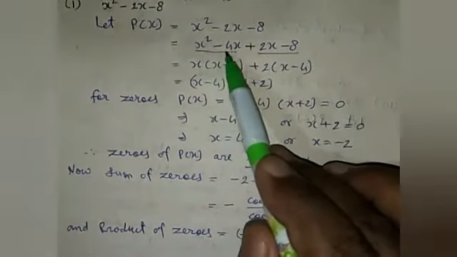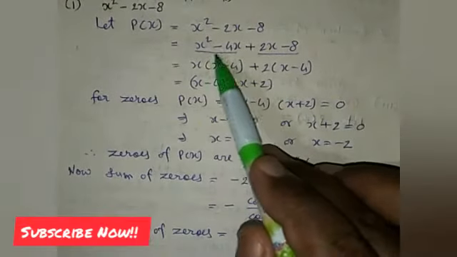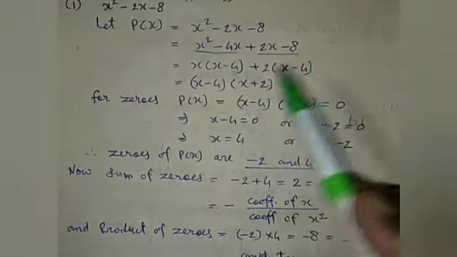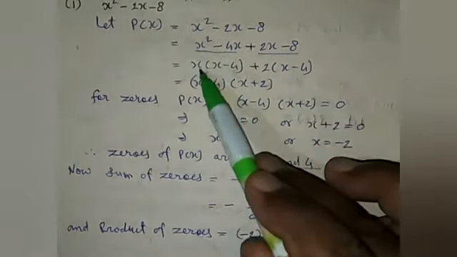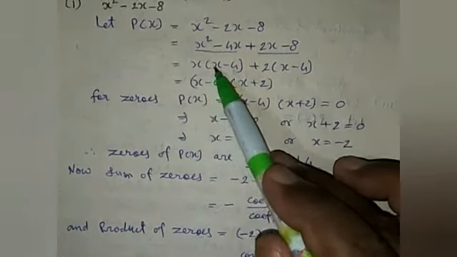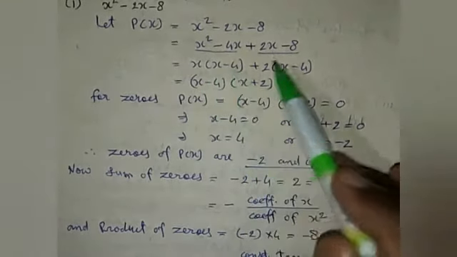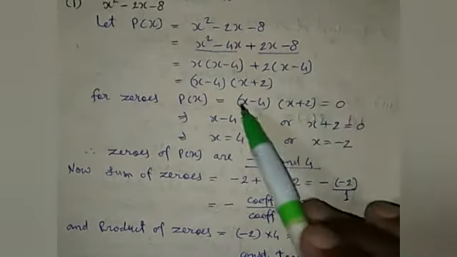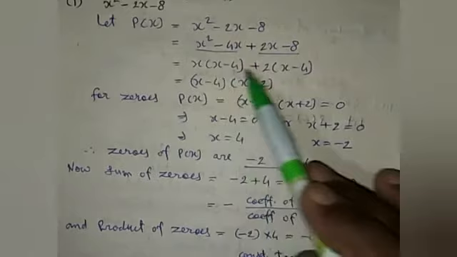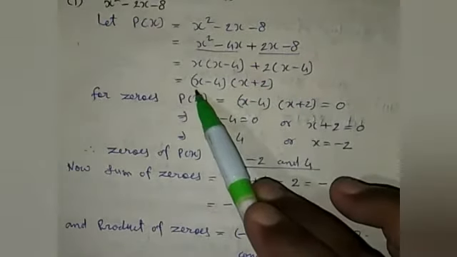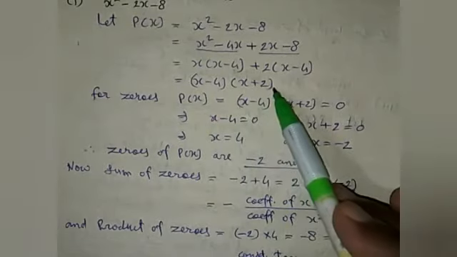Now group 2 terms in one group, so you have 2 groups: x square minus 4x, plus 2x minus 8. In the first 2 terms you get x common. Taking x out, you get in bracket x minus 4. Here 2 is common, so plus 2 into bracket x minus 4. Then you get x minus 4 common in all the terms. So you will get (x minus 4) into (x plus 2).